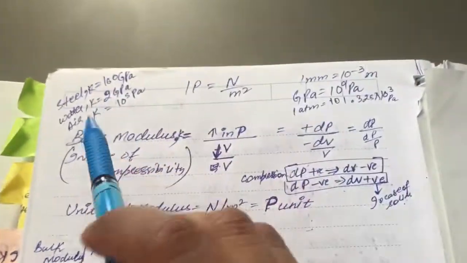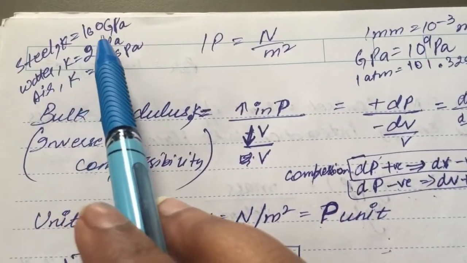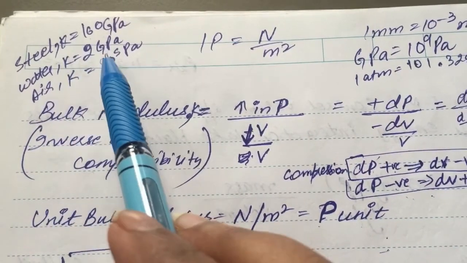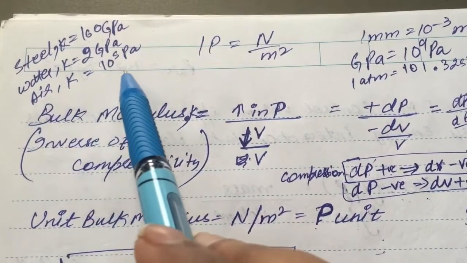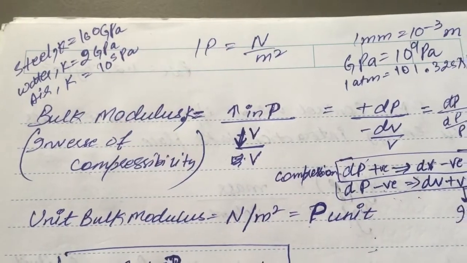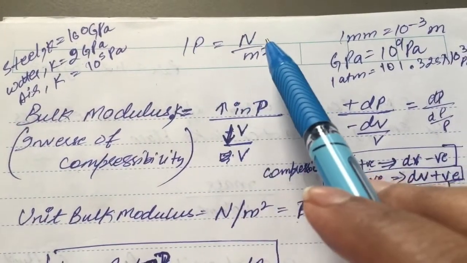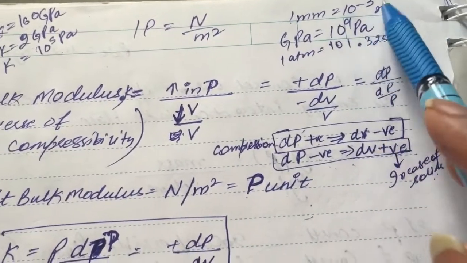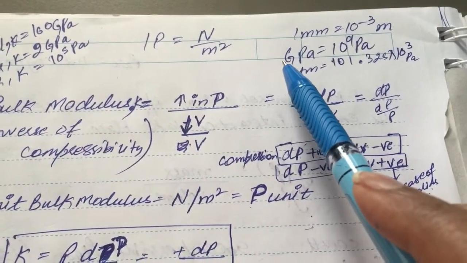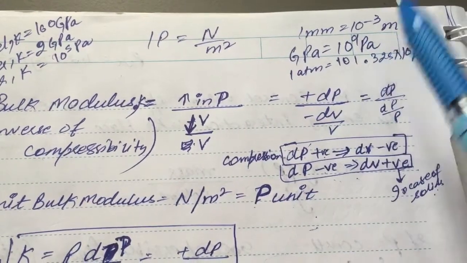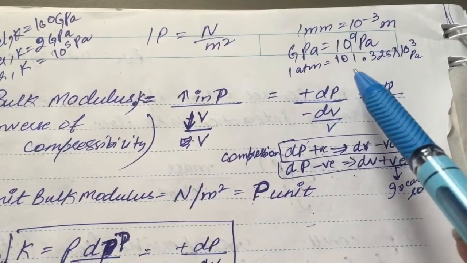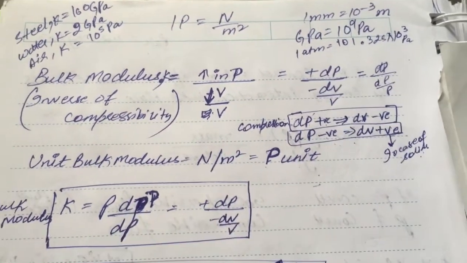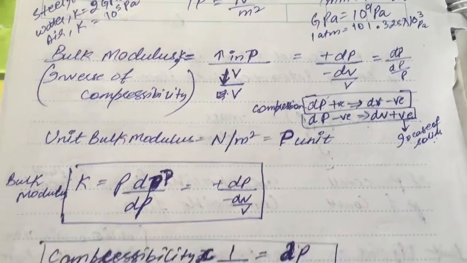Okay, then we have bulk modulus for steel is 160 GPa. For water, bulk modulus is 2 GPa, and for air, bulk modulus is 10 to the power 5 Pascal. 1 Pascal is Newton per meter square, and 1 mm is 10 to the power minus 3 m. 1 GPa is 10 to the power 9 Pascal, and 1 ATM is 101.325 into 10 to the power 3 Pascal. These are for some unit conversions.